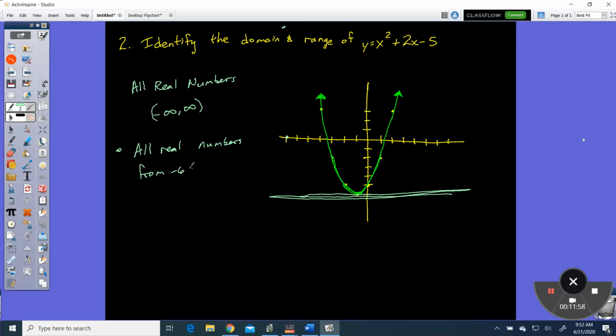from negative 6 upwards. So really we write it like this, negative 6 to infinity. We're saying that it can equal negative 6, so we actually do have negative 6 as a value, and it keeps going on forever and ever. So all real numbers from negative 6 on, okay? So anyways, that's how we would do that question.